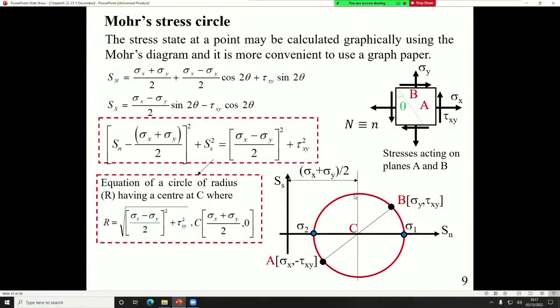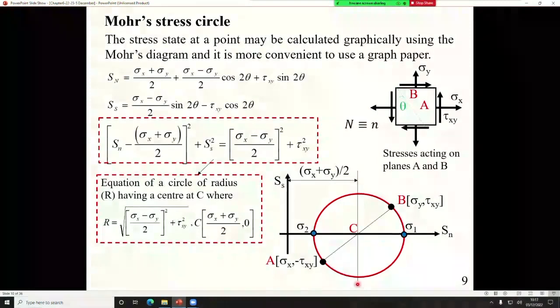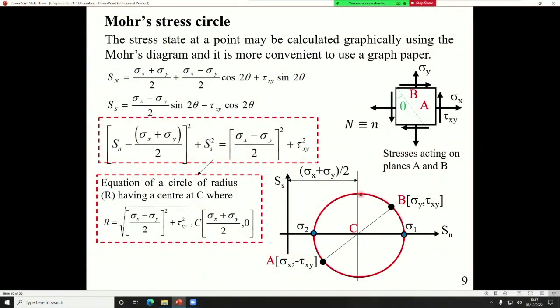Now look at these two points. You can see that for these two points we have the maximum shear coordinate. So these two must be the maximum and minimum shear stresses. And you can see that we have normal stress on these two points, so they have normal coordinates. But definitely the normal stresses applied on these two planes are less than the maximum principal stress. Now this is the orientation of the principal plane.